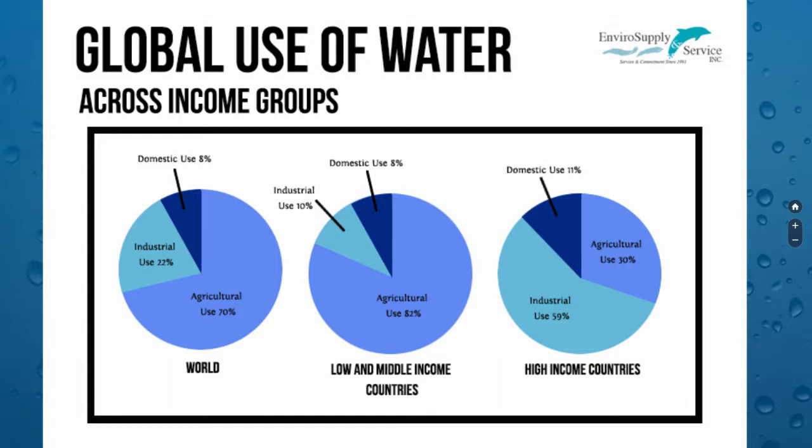So in your notes, take a moment, see if you can write down why you think there's a difference in how they're using their water. So why is low income countries using most of their water for agriculture, where in a high income country, they're going to use most of their water for industry?